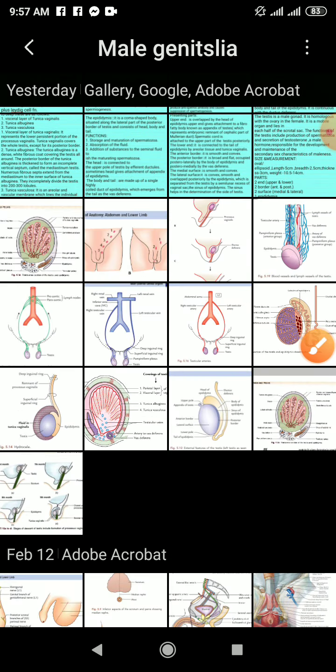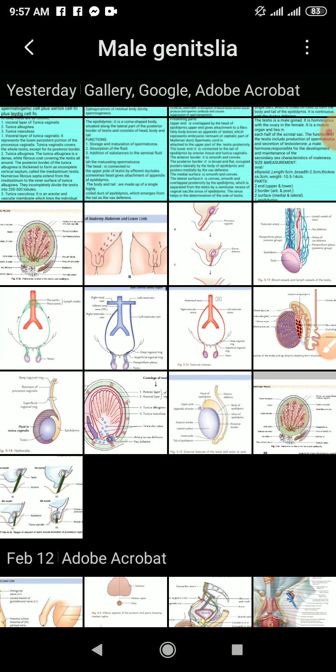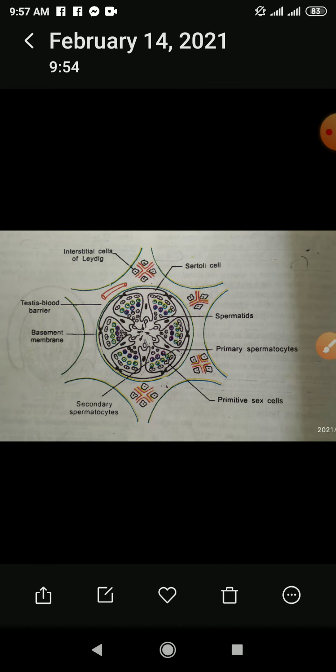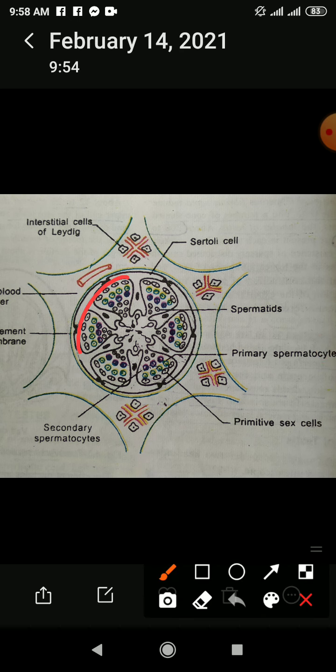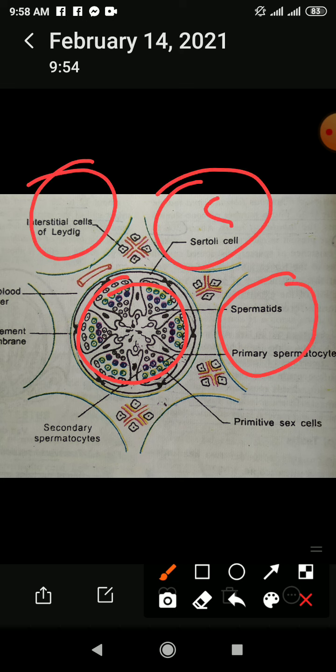Now, where are the interstitial cells of Leydig? They are present in between the seminiferous tubules. So this is a cross section of a seminiferous tubule, this is another seminiferous tubule, and here is another, another seminiferous tubule. Look at that, between adjacent seminiferous tubules there are some clusters of cells. This is a Leydig cell, this is another Leydig cell, this is another Leydig cell. So the interstitial cells of Leydig are present between the seminiferous tubules.